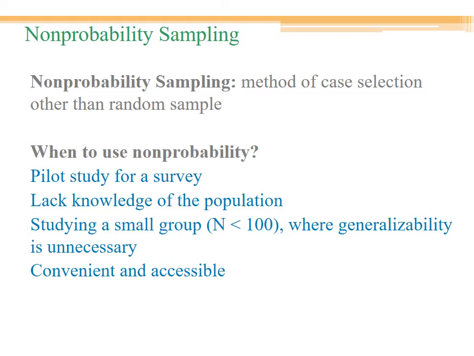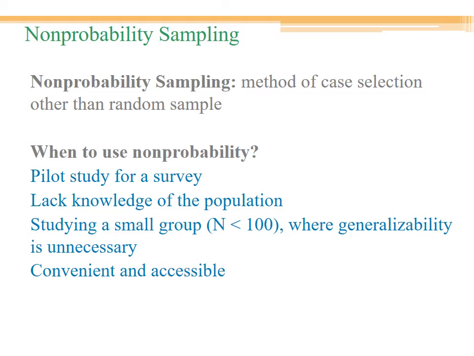We would use it if we were conducting a pilot study for a survey. So we would use it as an exploratory study to see what types of issues might come up, and then we know what to ask in our survey. We would use it if we lack knowledge about the population, so we're studying a hidden group such as the homeless or undocumented immigrants, or we're studying a small group, so a study with less than 100 participants, where the sample size is too small anyway to make generalizations to a broader population.